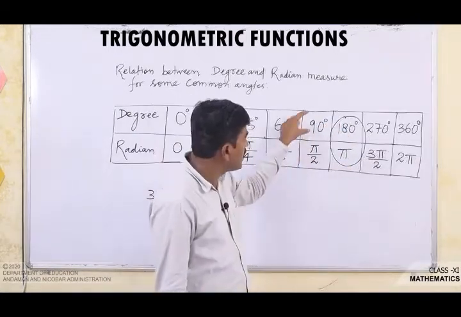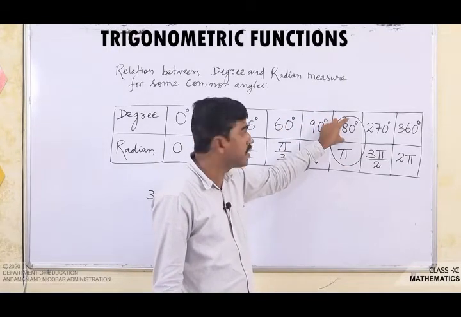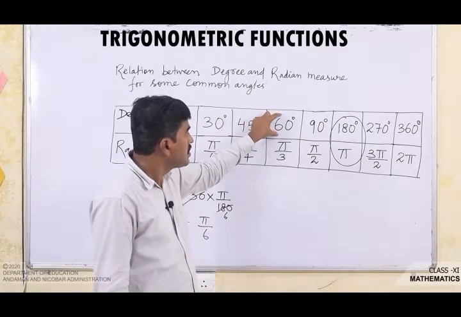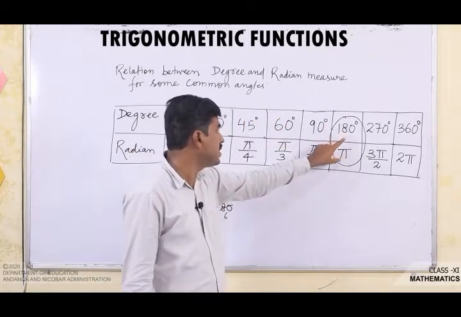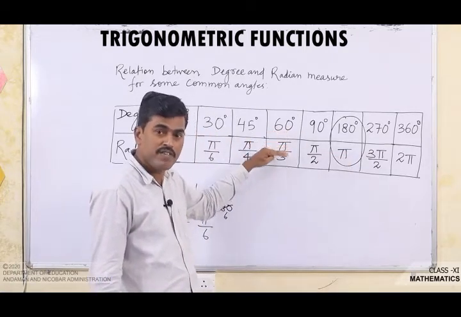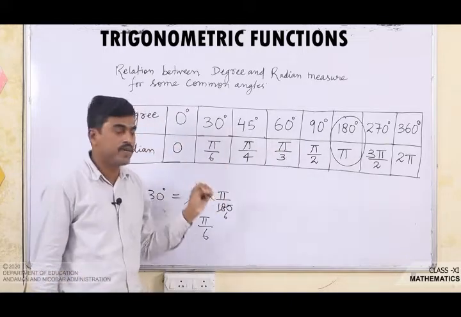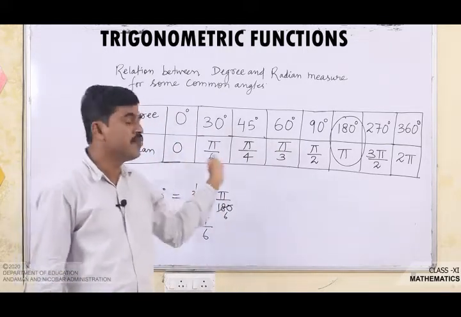So we can calculate 90 degree as pi by 2 simply, because 90 degree is half of this 180 degree. Similarly, 60 degree is one third of 180 degree. So 180 degree is equal to pi radian, so 60 degree is equal to one third of pi, that is pi by 3. Similarly, we can calculate all these angles very simply. You have to remember all these.